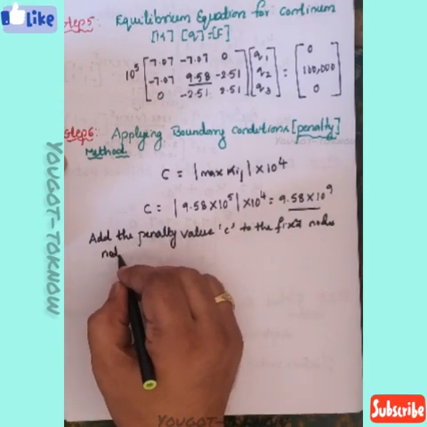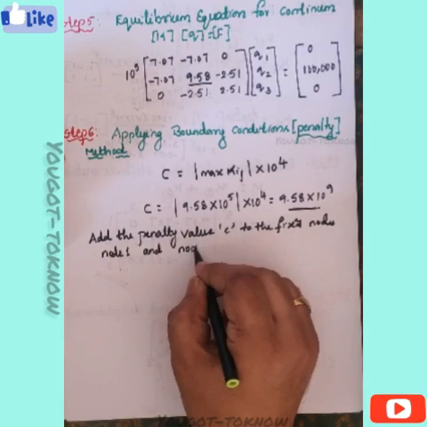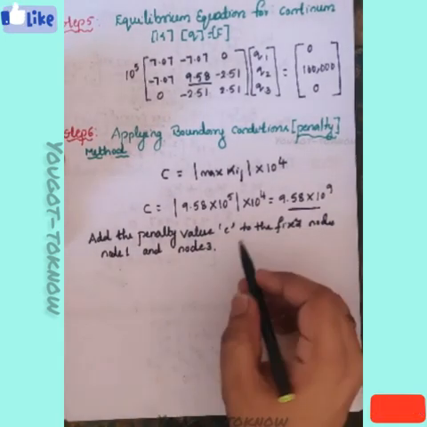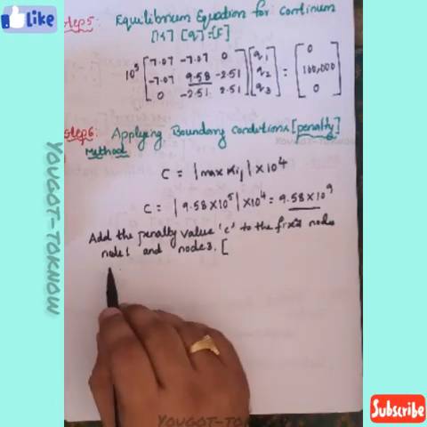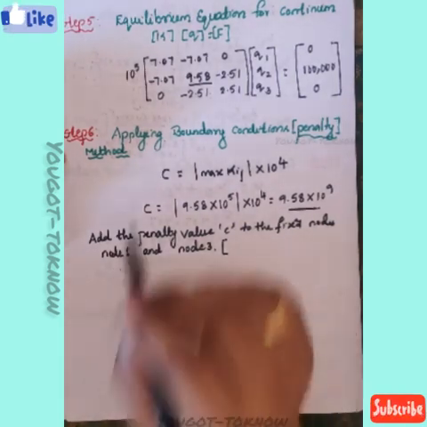Node 1 and node 3. What are the fixed nodes in the problem? Node 1 and node 3. Now, node 1 and node 3 means, what are the values of node 1 and node 3? So, you should see the matrix which has only node 1 and node 3 values. What are the node 1 and node 3 values?